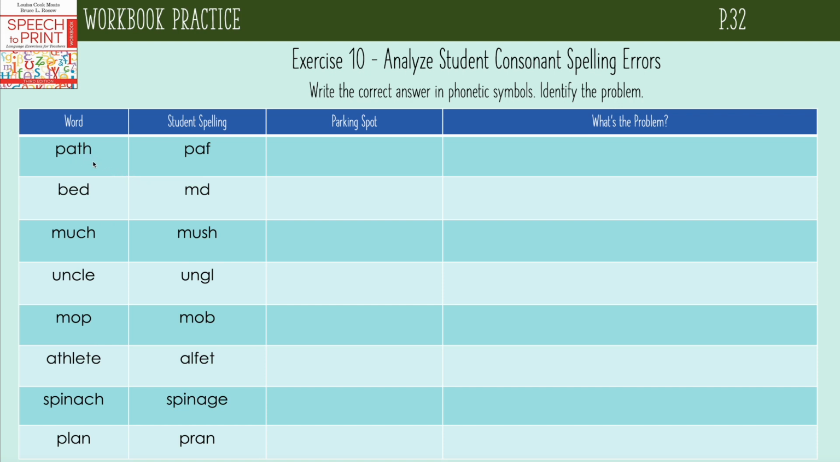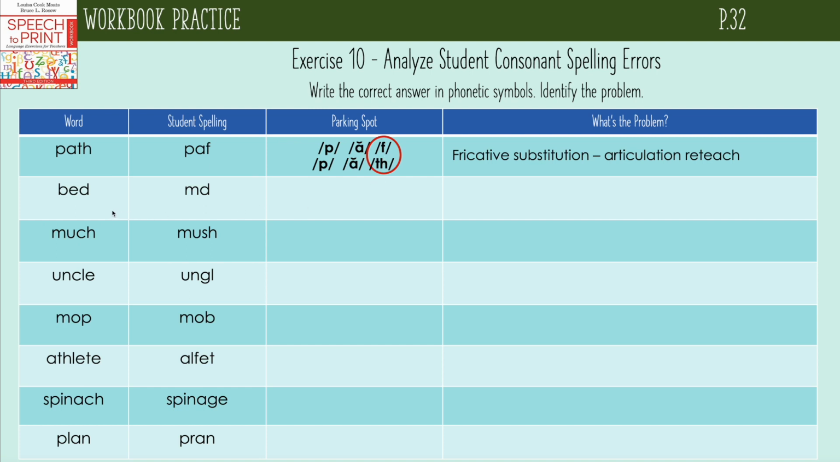So here we have path, and the word has P-A-T-H, but this student spelled it with a P-A-F. So if we break each of the sounds up, we can identify that the F is where the error has occurred for that spelling. Now, knowing what you know about F and TH, the problem is with a substitution of that fricative. That means they are not clear on the articulation of that sound. They are using their tongue in between their teeth as opposed to their teeth on their lips. So you will need to go back and reteach the articulation for those two sounds to help them distinguish that, nope, this is a th sound and not an F sound.